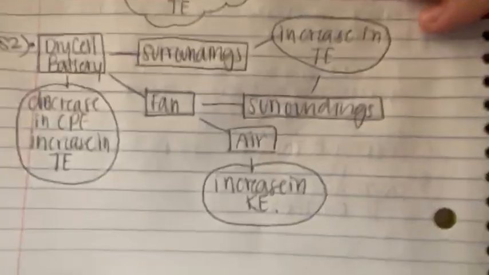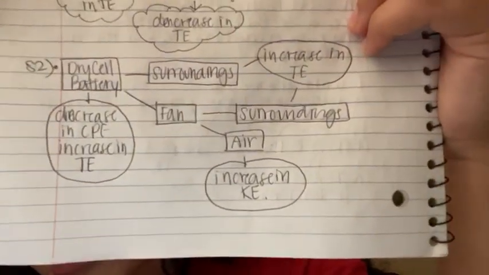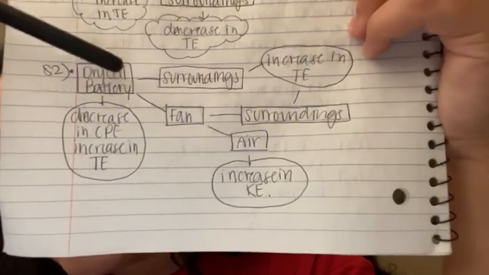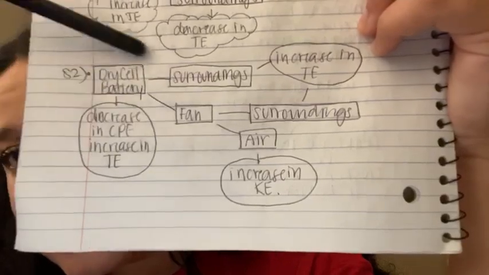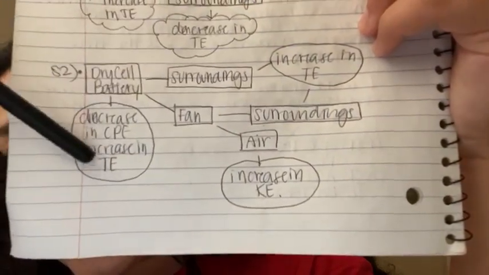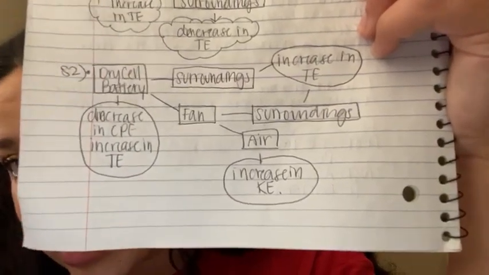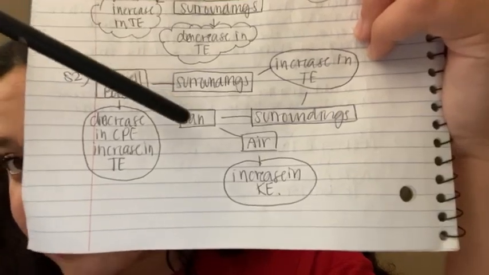And for S2, it's asking for when the items are in the equilibrium states, which basically means that they're at a constant temperature and a constant speed. And that is where this diagram comes into play. So the S2 diagram has the dry cell battery. Hold on, my little pointer. The dry cell battery, it's decreasing in chemical potential energy because it's still giving its energy no matter what. And it's increasing in thermal energy because it's still providing energy to the fan and its surroundings.